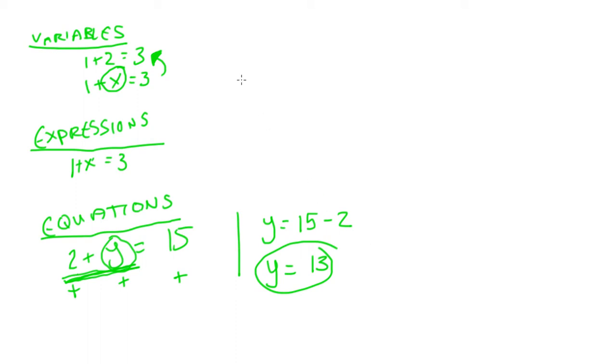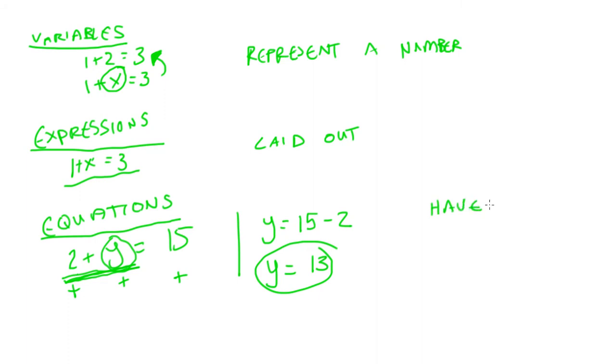So now we know that variables are anything that represent a number. And an expression is the whole thing laid out. And an equation is something you have to solve using your brain power.